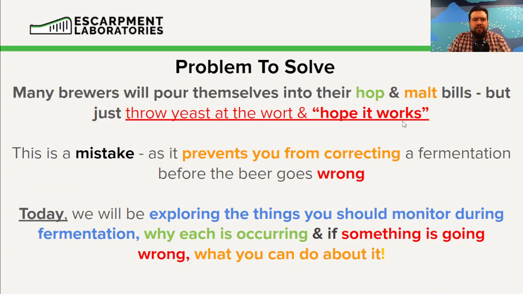Now, today's problem to solve is as such. Most brewers will pour themselves into hop bills, malt bills, and water profiles to a lesser degree, and at the end of all this, just throw yeast at the wort and say, well, I hope it works. This is a mistake, as it prevents you from course correcting or altering the fermentation to stop something from going wrong. So today, we're going to be exploring the things you should monitor during fermentation, why each one of these things is occurring, and, if something goes wrong, what you can do about it.